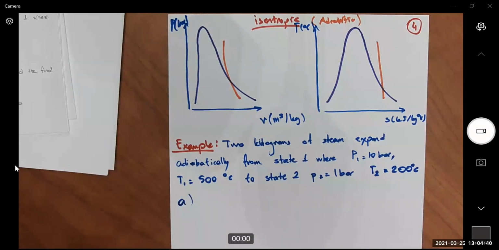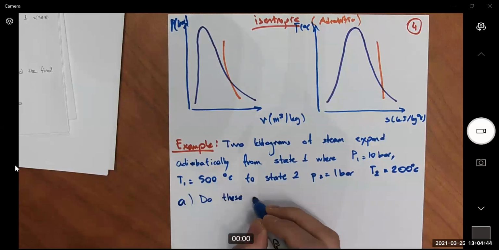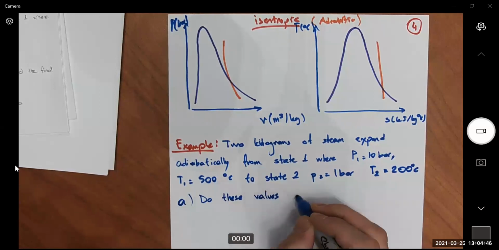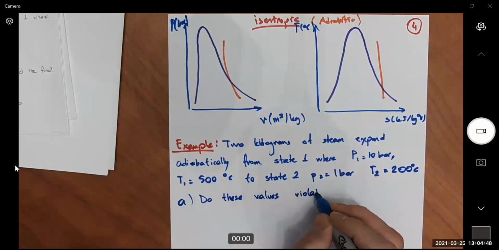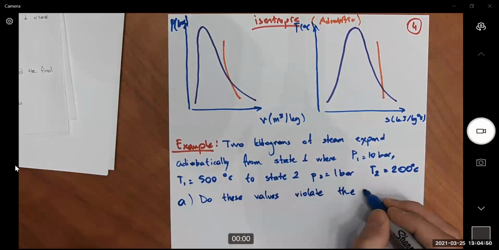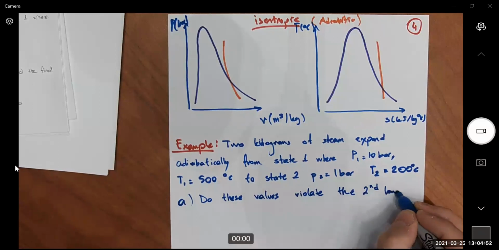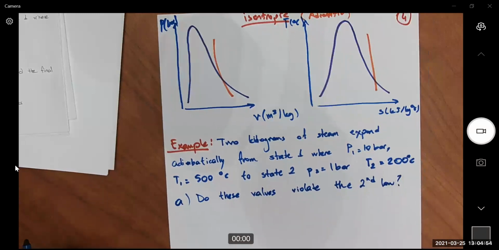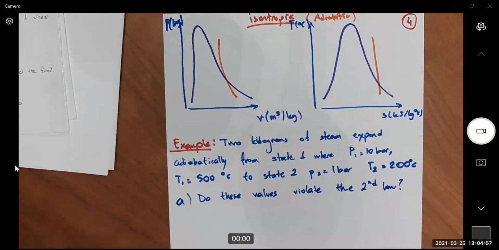A, do these values violate the second law? How do I check my validation of the second law? Anyone? We just said it's not that.